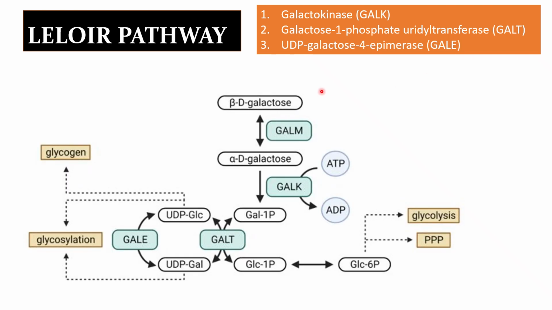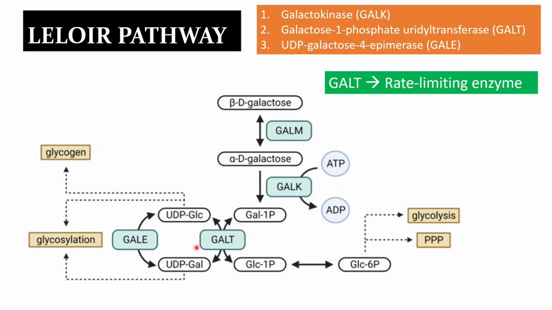First, beta-D-galactose in the presence of galactose mutarotase gets converted to alpha-D-galactose. Then alpha-D-galactose is phosphorylated in the presence of galactokinase at first position to produce galactose 1-phosphate. This step requires ATP.